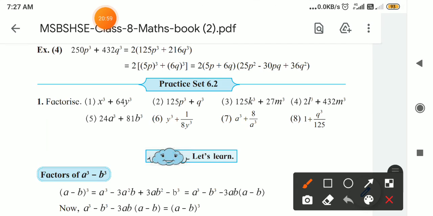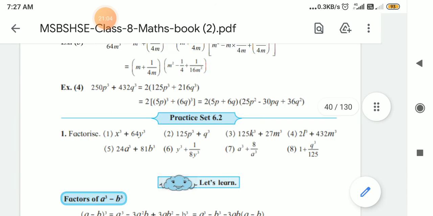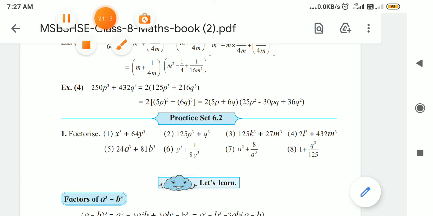Today's homework is exercise 6.2, you have to solve. Our semester exam is actually very near now, so we have to study faster. So every day you should practice whatever we are studying.